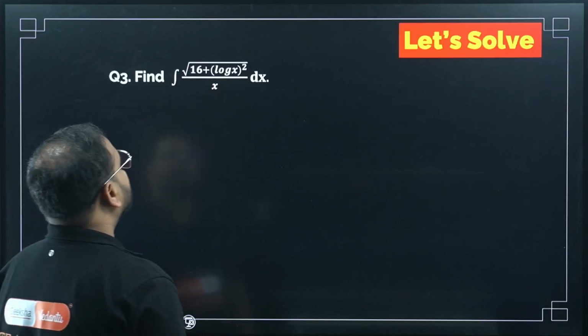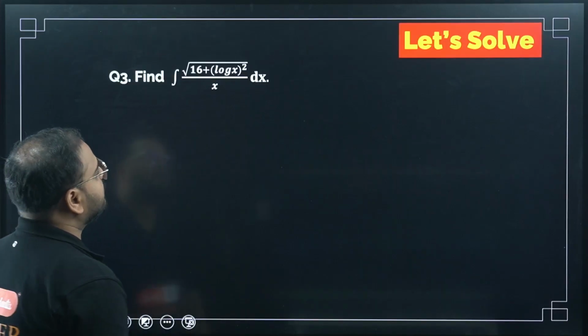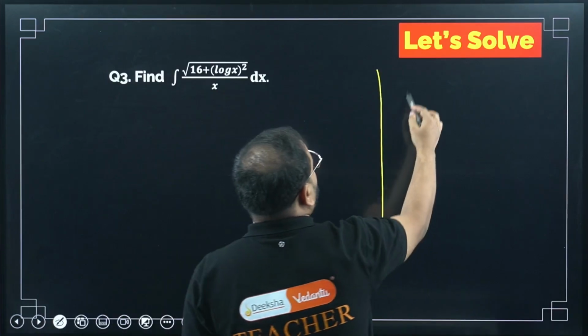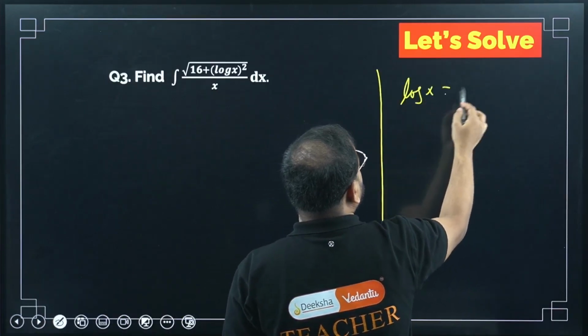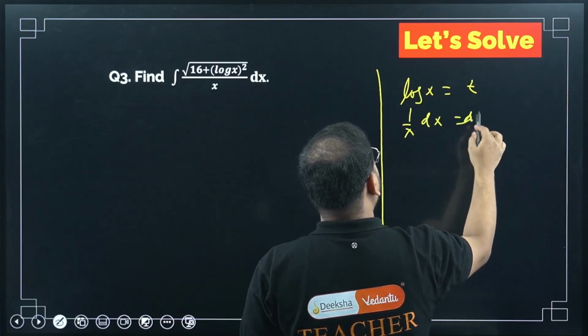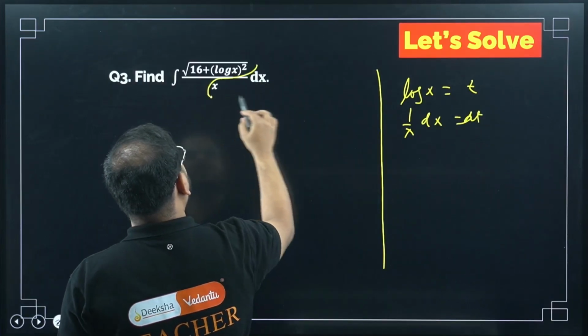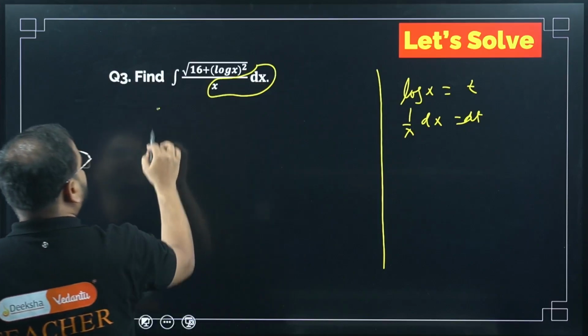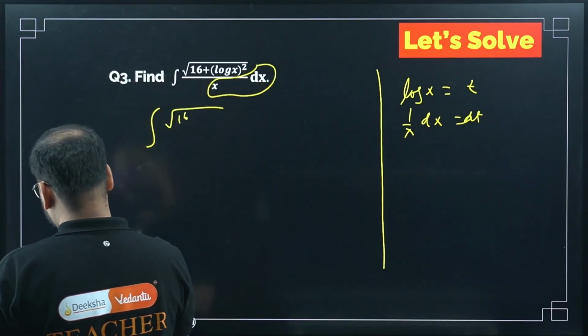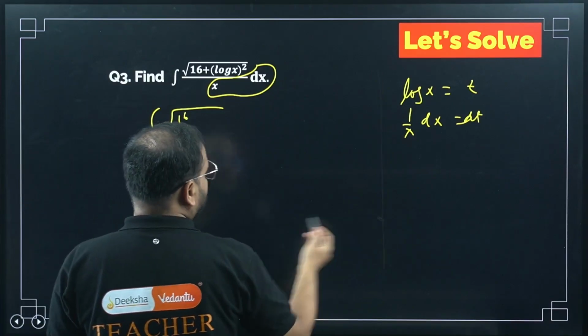Question number 3. 16 plus log x the whole square, upon x. This is very, very simple. Just simply take log x as t. What is this going to be? 1 by x dx equals dt. I have 1 by x dx. Please have a look. What am I going to get? Integration of root of 16, I don't need this because this will become a little bigger. Have a look.